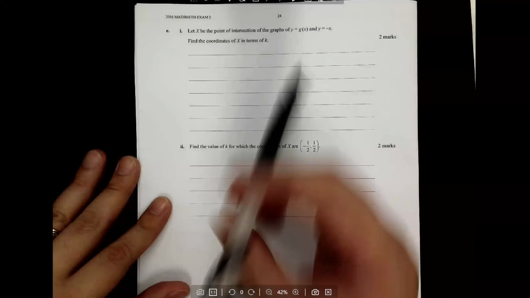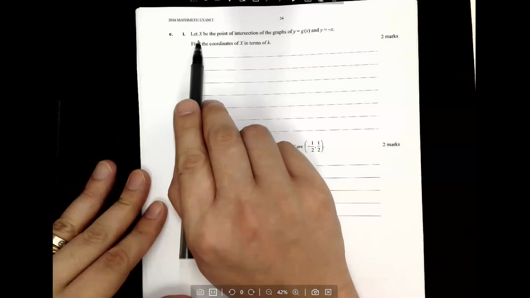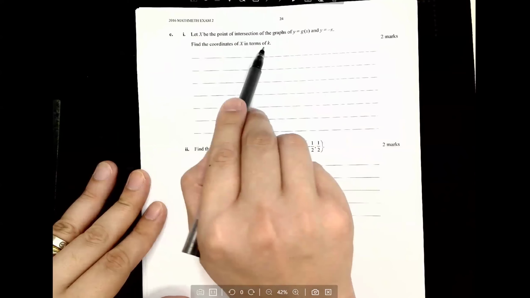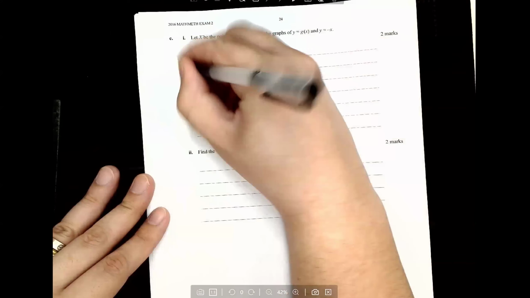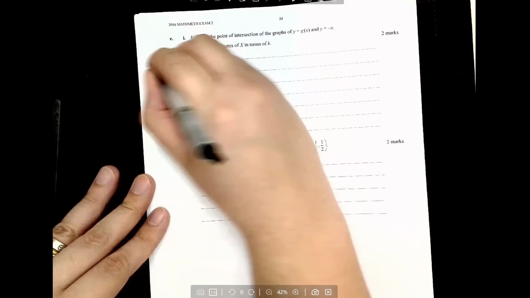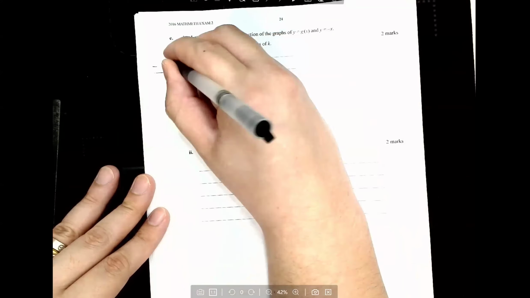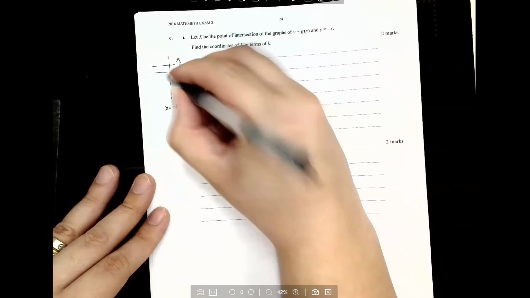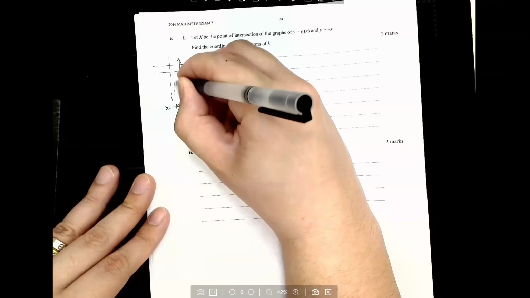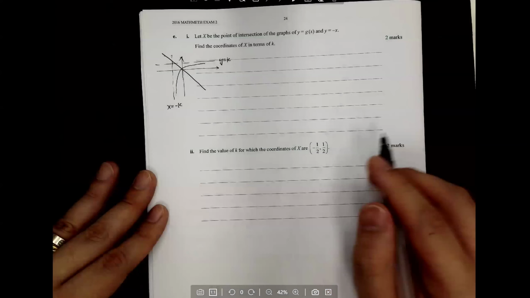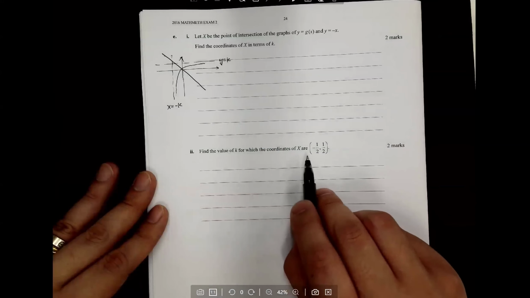The last few parts are just very long. Let X be the point of intersection of the graphs g(x) and y equals minus x. Find the coordinates of X in terms of k. So remember, your function only has one branch in this case. For example, this is y equals k, and this is x equals minus k, and you get something like that, okay? And if you just find the intersection between them, there's only one intersection. And find the value of k for which the coordinates of X are minus half and a half.